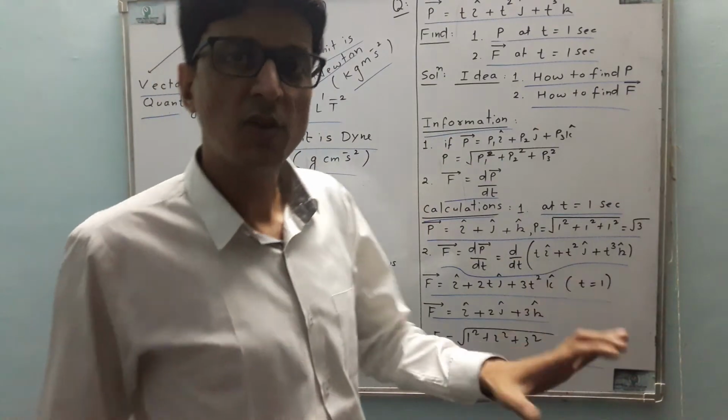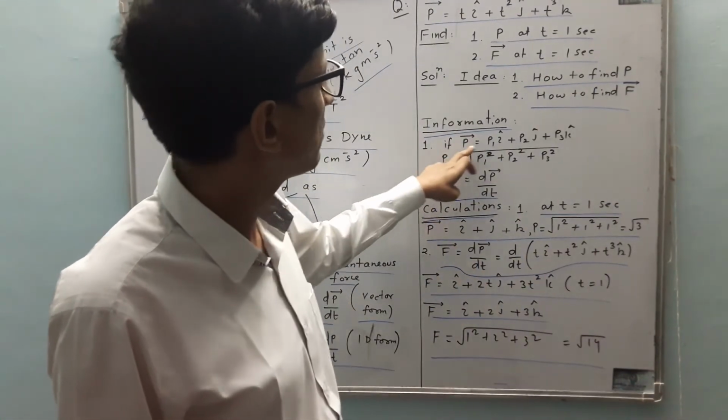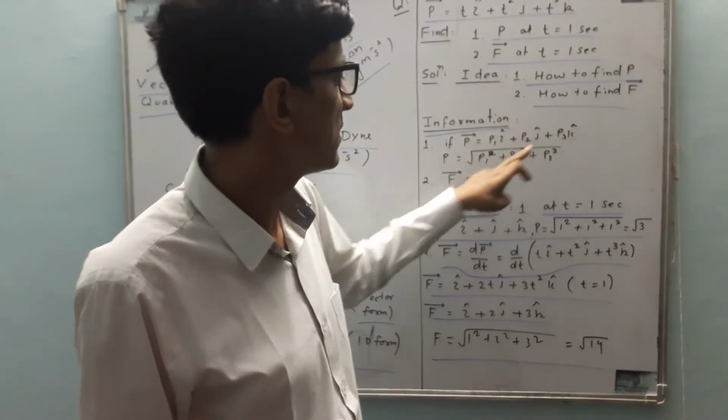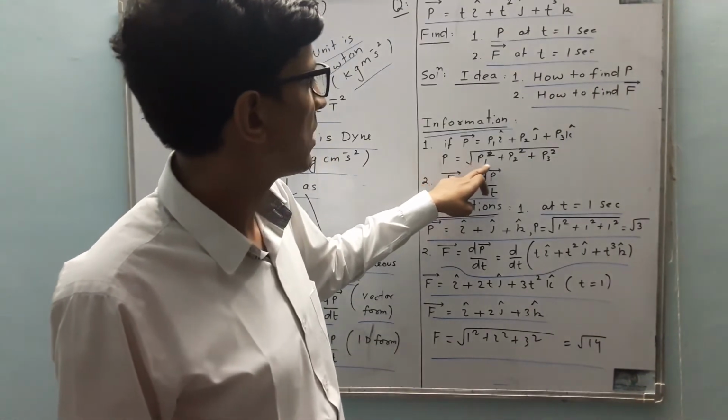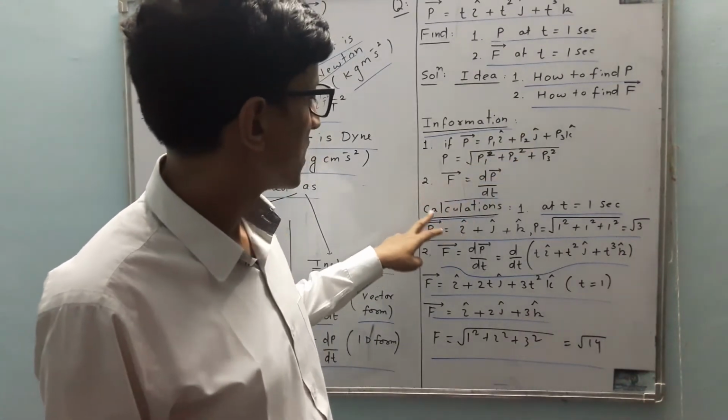The information that you stored in your mind some time ago will say that if vector P is P1 i cap plus P2 j cap plus P3 k cap, then magnitude will be root under P1 square plus P2 square plus P3 square, and F will be dP by dt.